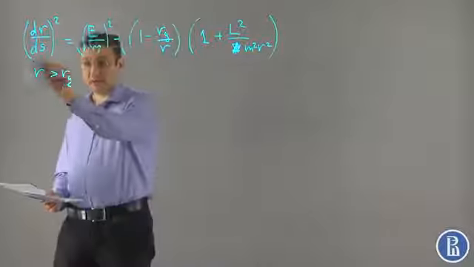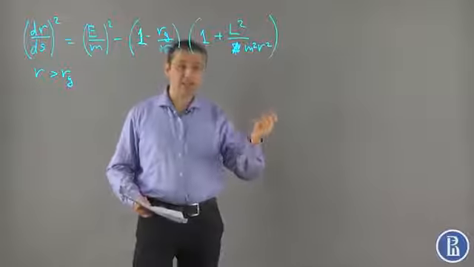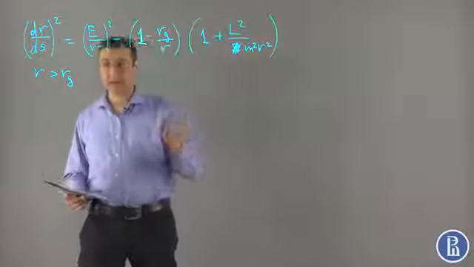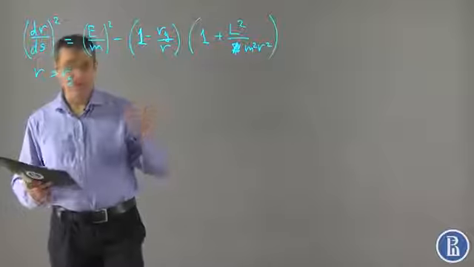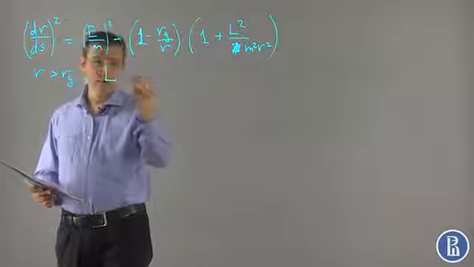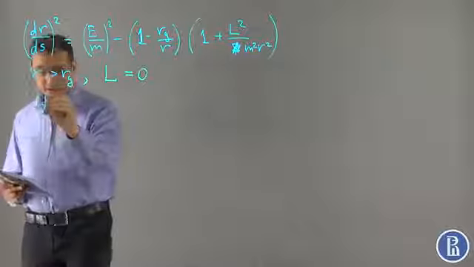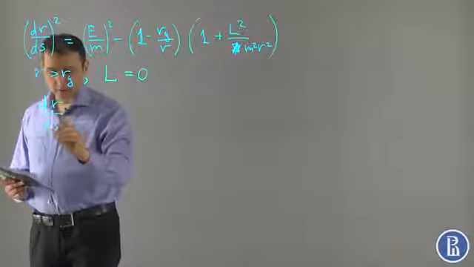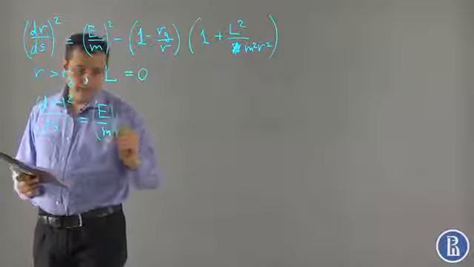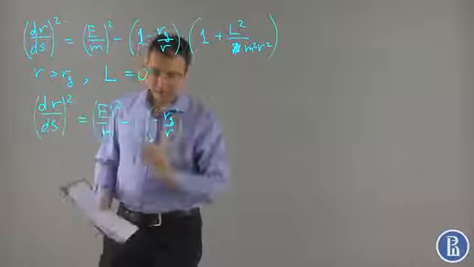Now we want to use this equation to show some of the statements that we have made during the previous lectures. For example, let us consider radial infall of a massive particle to the black hole. So mass is not 0, but because we have a radial motion, L is equal to 0. So this equation simplifies to (dr/ds)² = E²/m² − 1 + r_g/r.